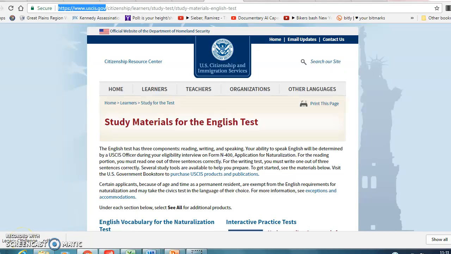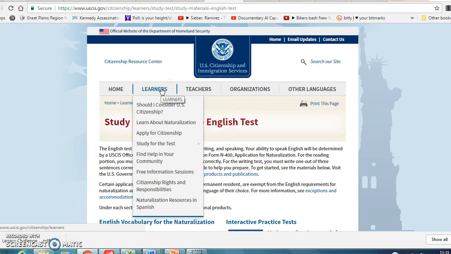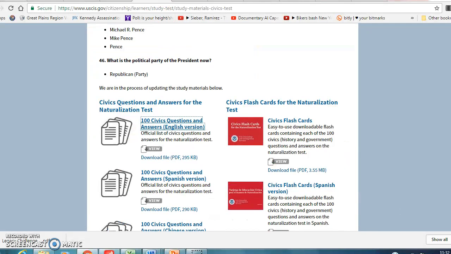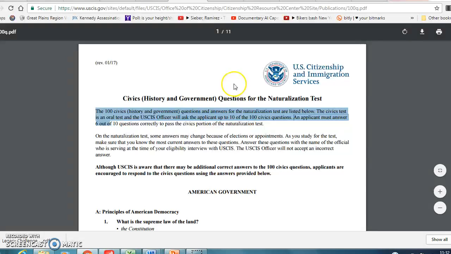Okay, the second part of the notes here. So after you have studied for the English test, it's possible then you would want to study for the next part, which is the civics test. If you go over here to study materials for the civics test and click on it, it will take you to this page right here.